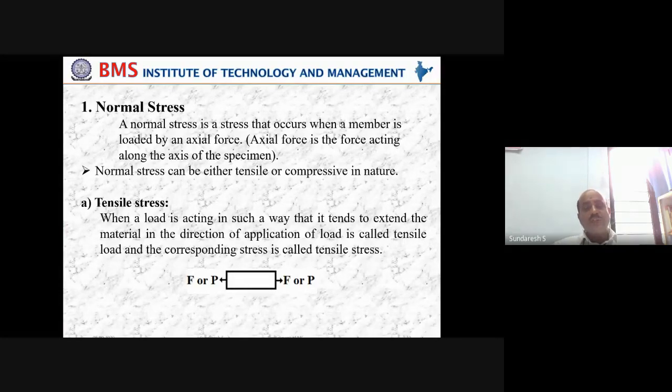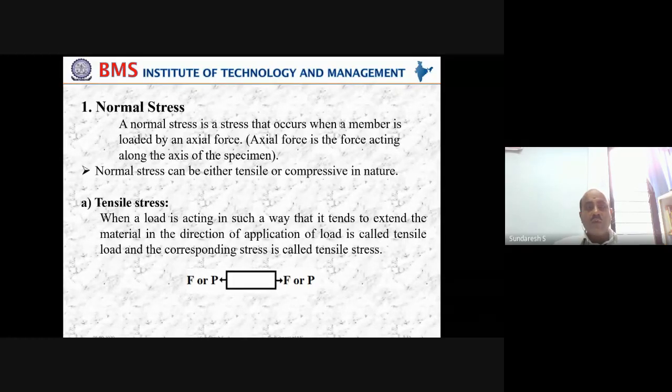Before understanding what is tensile stress, we should understand what is tensile loading. When do we say a member is under a tensile load? When a member or a body is subjected to two equal and opposite forces which are acting away from each other. Please remember this. Two equal and opposite forces or loads acting away from each other along the centroidal axis of the member, then we say the member is under a tensile load.